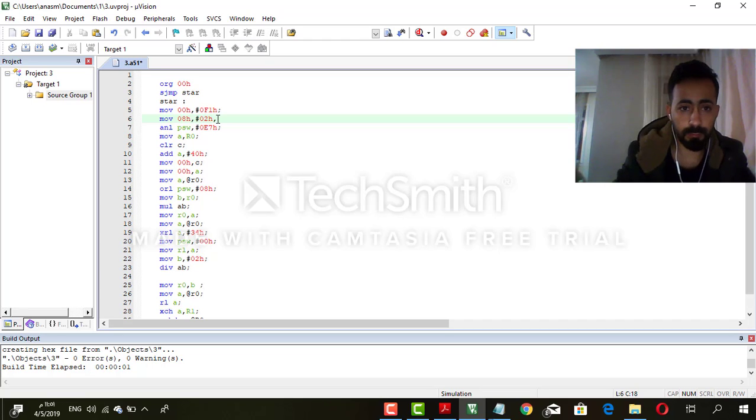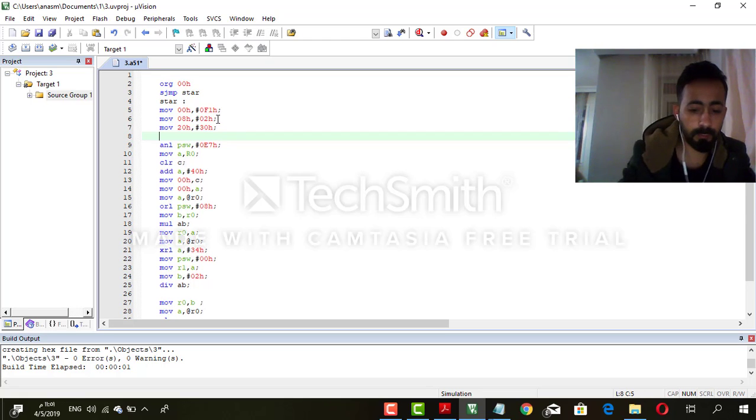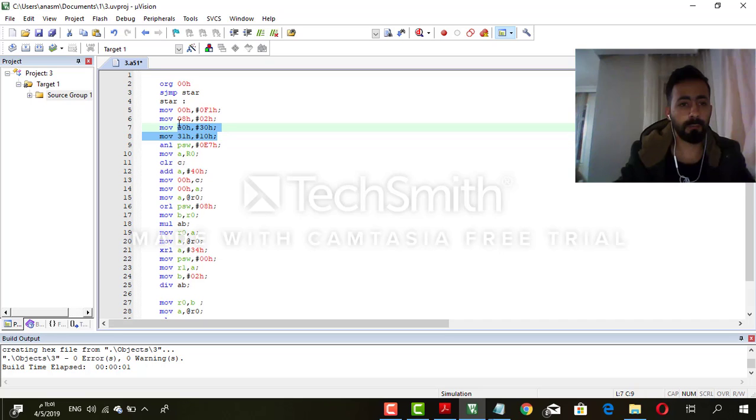Also move 20 hex, 30 hex. Okay, and the other one, move 31 hex, the value of 10 hex. So in this way I write the initial value as we see here.